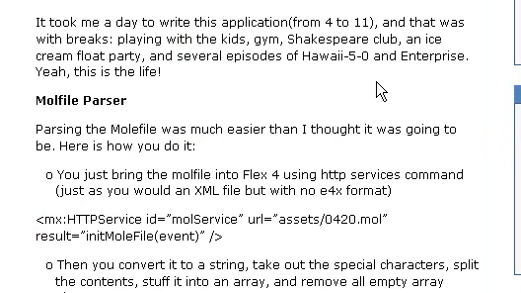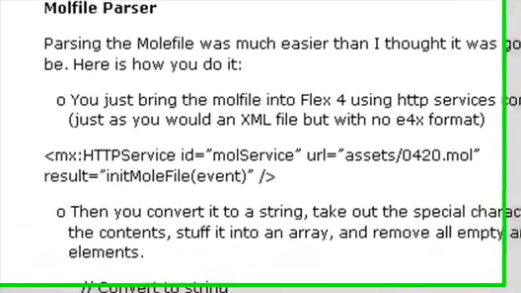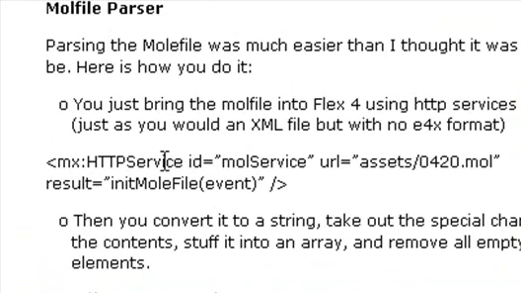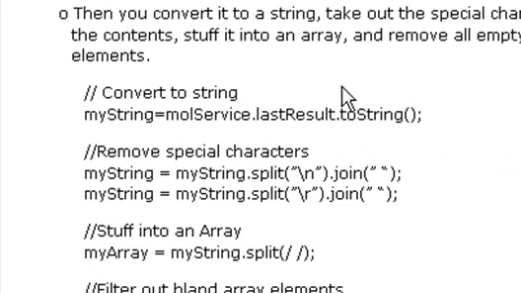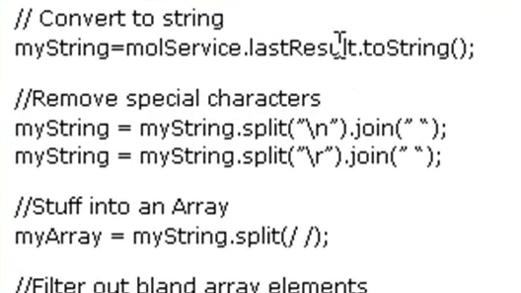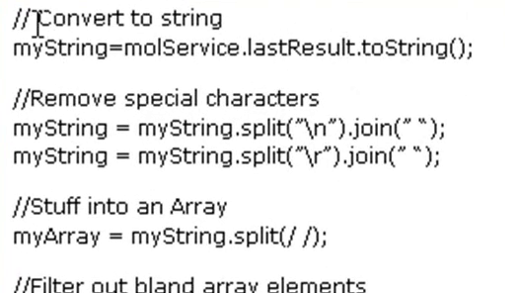Now let's discuss how the Molfile parser was created. Basically, it uses the HTTP service command to bring in a file. You can do more than just bring in XML with the HTTP service command. You can bring in any file, just remove the format E4X. So you bring in the Molfile, and on the .lastResult.string, you convert it into a string.